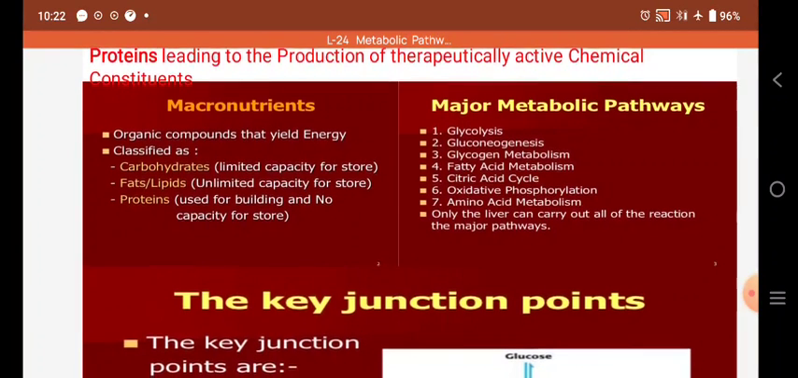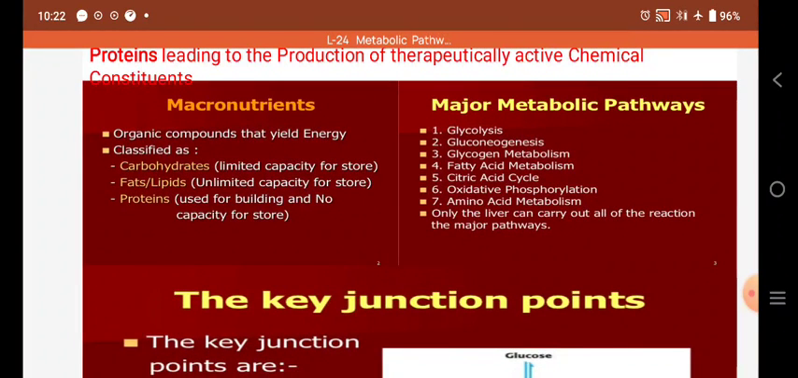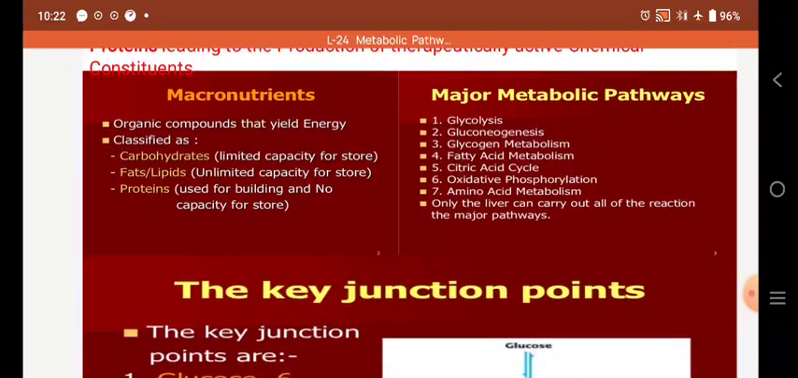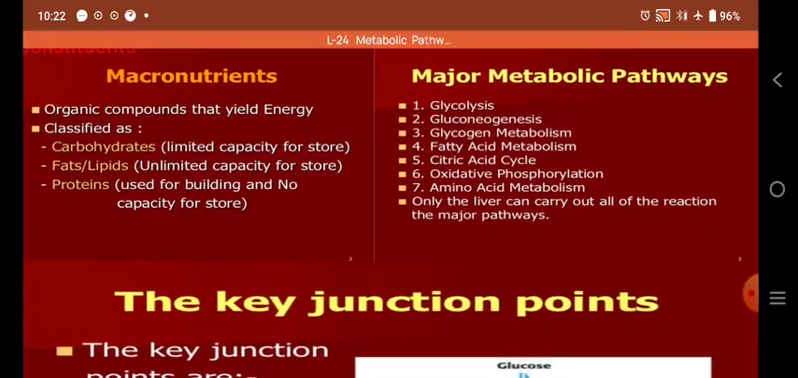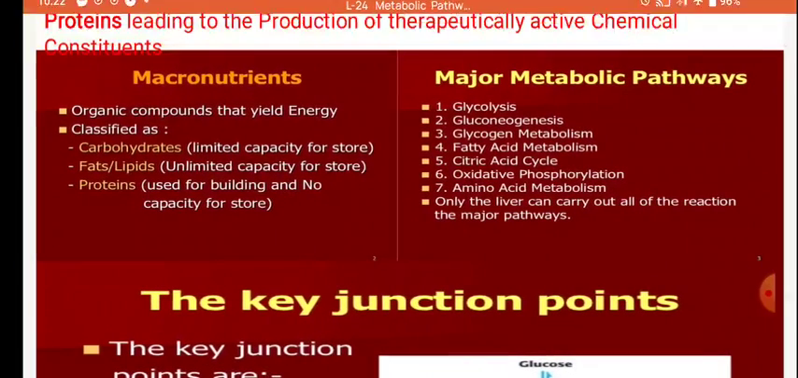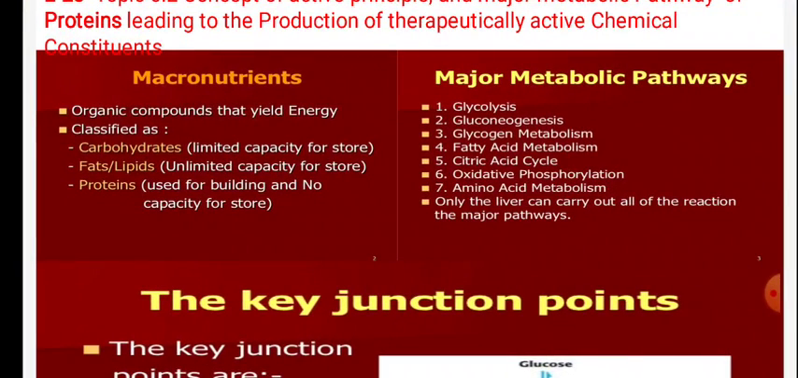What are the characteristics? So now, proteins. The macronutrients, as we know, are organic compounds that yield energy, and they are classified as carbohydrates, fats, lipids, and proteins. Generally, proteins are used for building and have no capacity for storage, but carbohydrates have limited capacity, and fats have unlimited capacity for storage.